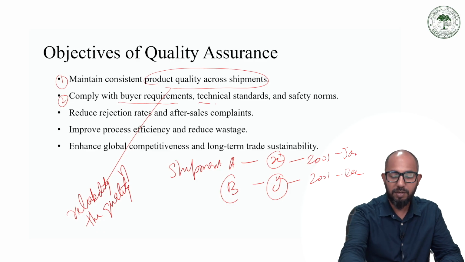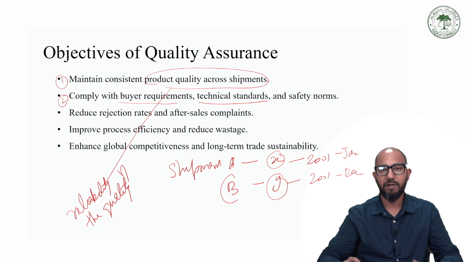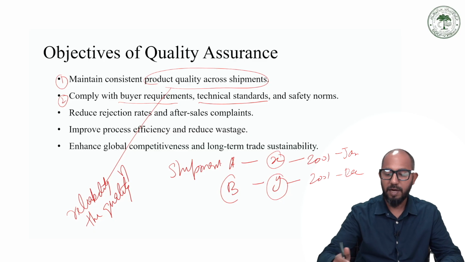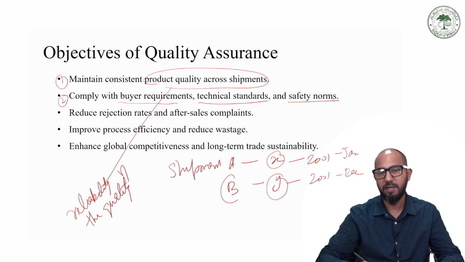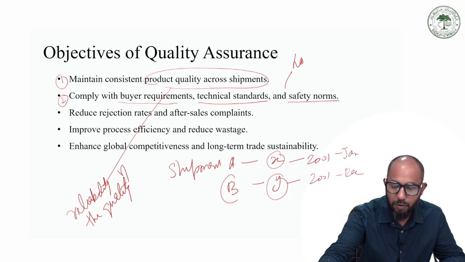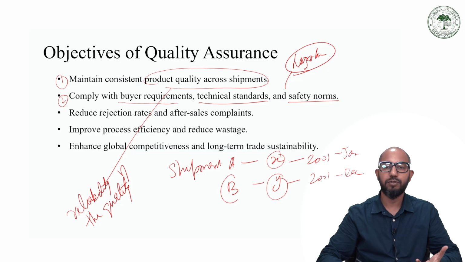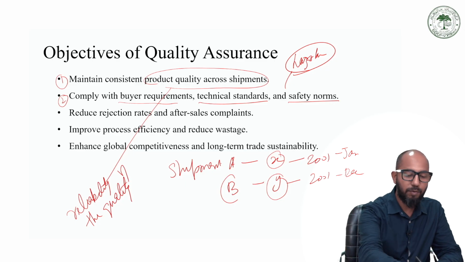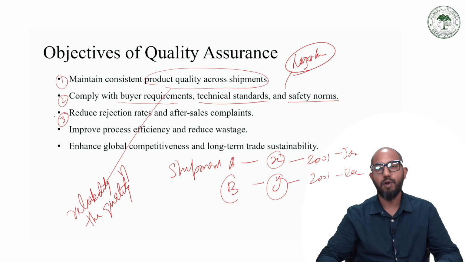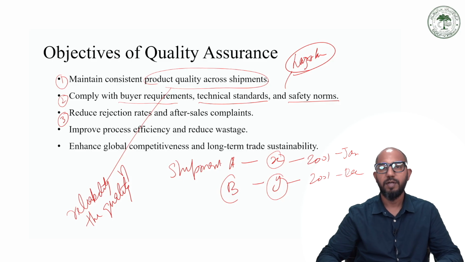Similarly, technical standards, for example, if it is a computer, what will be its dimension, what will be its screen size, what will be the ratio of the screen, etc. And then the safety norms, particularly safety norms are very important for all the hazardous goods, where licensing is also required. The third important objective of quality assurance is to reduce rejection rates and after sales complaints.